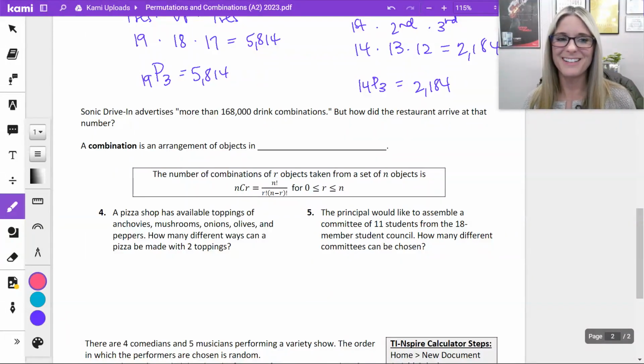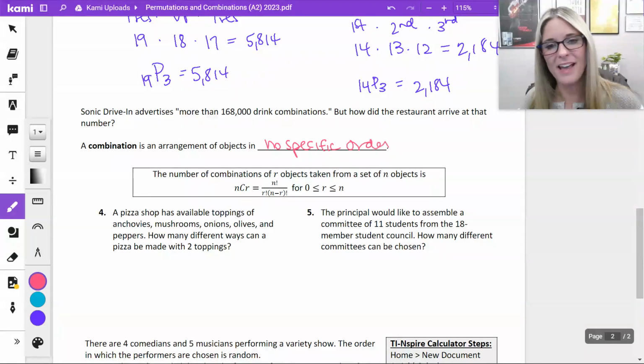All right, what about Sonic Drive-In advertising that there's more than 168,000 drink combinations? How did they come up with that number? It has to do with combinations. And in fact, if you Google search it, it kind of goes down a little bit of a rabbit hole because they include things and assume things. And so the number actually might be quite bigger, but it's a combination. A combination is an arrangement of objects in no specific order.